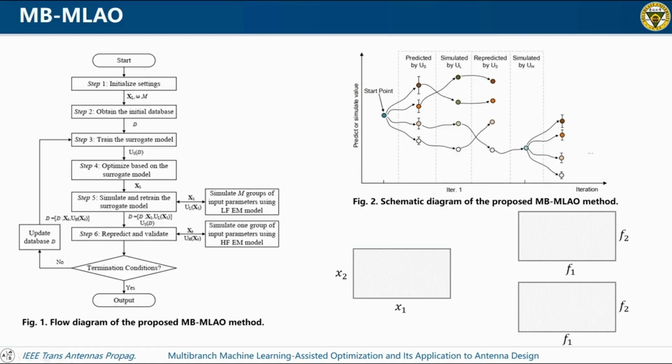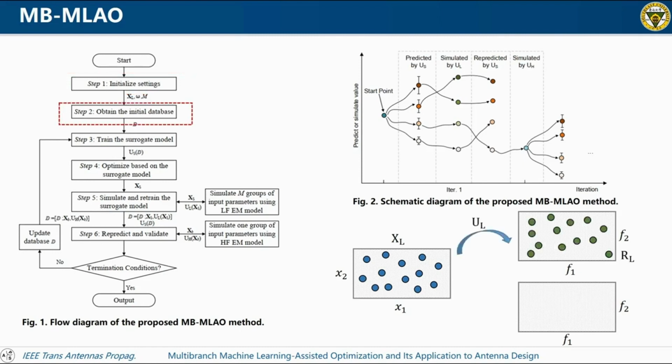Figure 1 is the flow diagram of the proposed MBMLAO method. We will discuss the algorithm in detail. Step 1. Initialize settings. X sub L means the low-fidelity input parameter vector sampled by Latin hypercube sampling. Step 2. Get initial database. Calculate X sub L by a low-fidelity electromagnetic simulation. Calculate X sub H by a high-fidelity electromagnetic simulation.